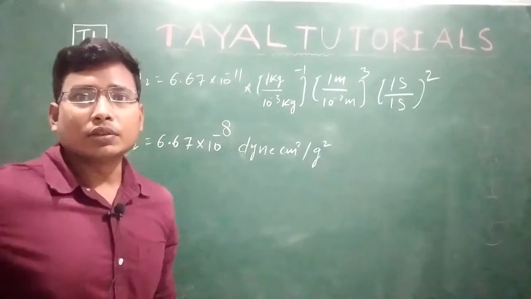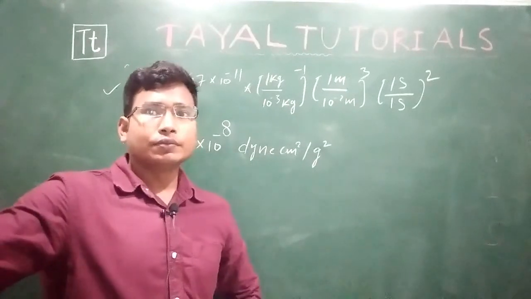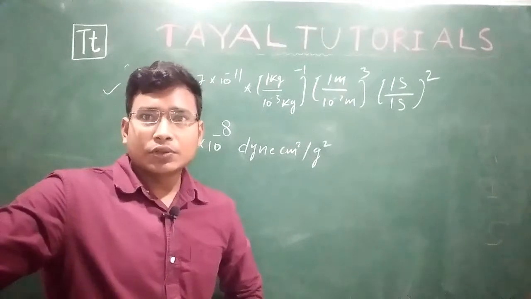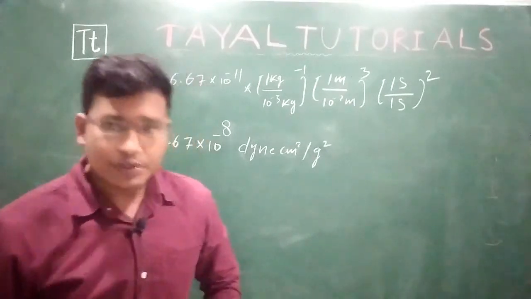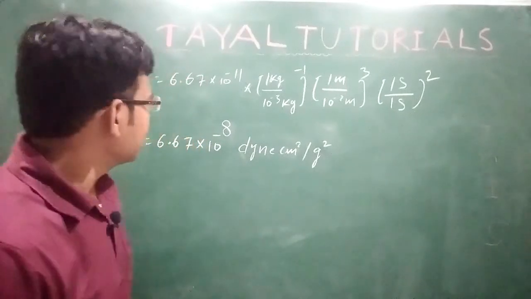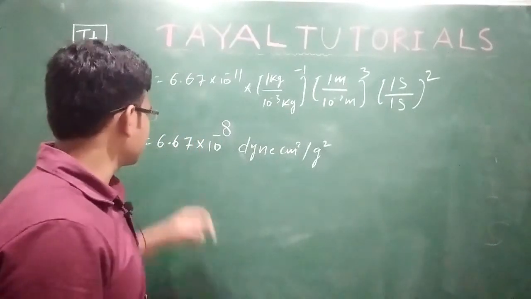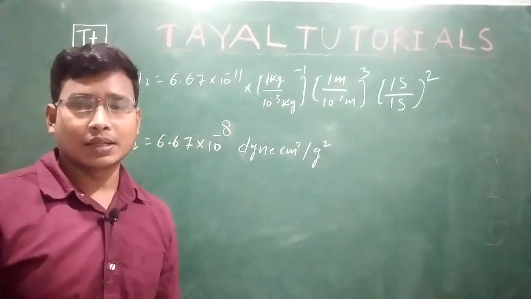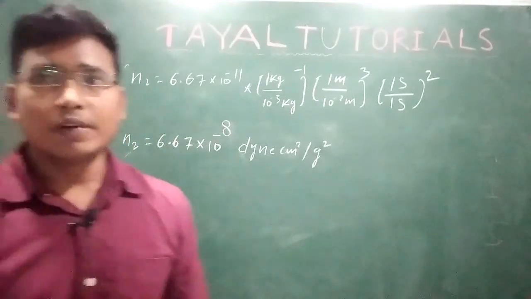This is all about the first application of dimensions. Next applications, like checking the physical correctness of a physical equation, we will see in next classes. Okay, thank you so much. This is your n2 is equal to 6.67 into 10 to the power minus 8 centimeter cube per gram per second square. We'll continue in next class.